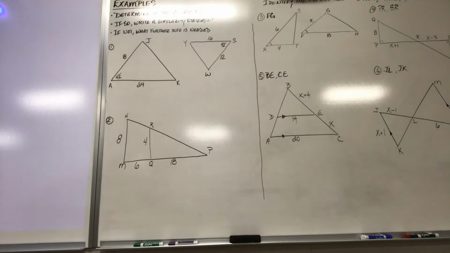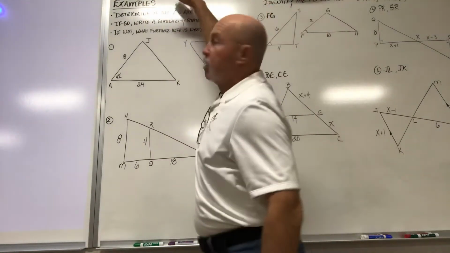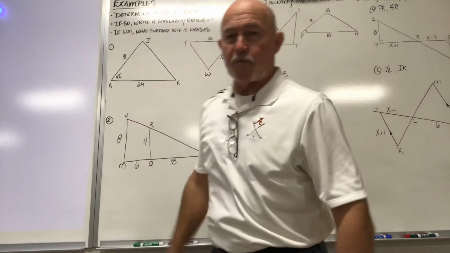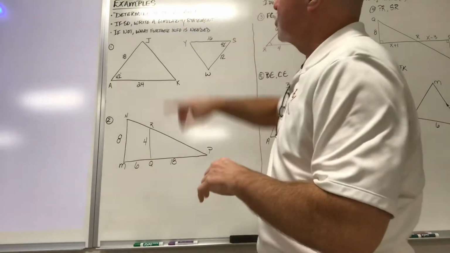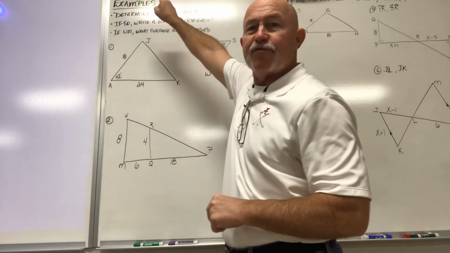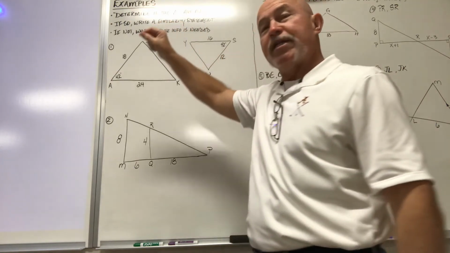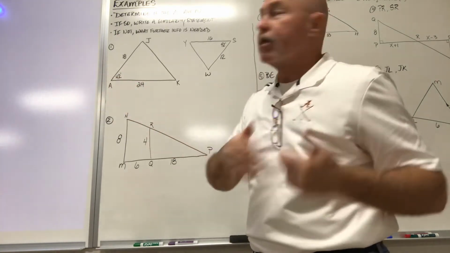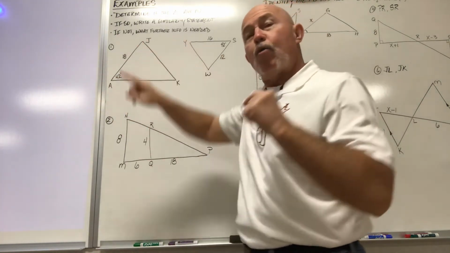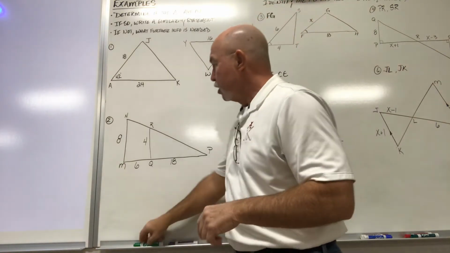Our first example, and once again we have that nasty glare, and that doesn't help anybody, does it? Here we go. It says the same thing the last one did. Determine if the triangles are similar. If so, write a similarity statement, just like we just did: triangle is similar to. If they're not, what more information is needed? It makes us think a little bit.